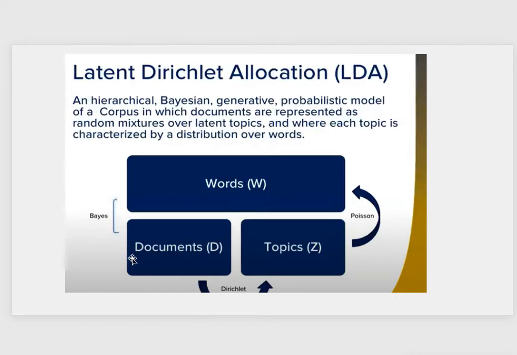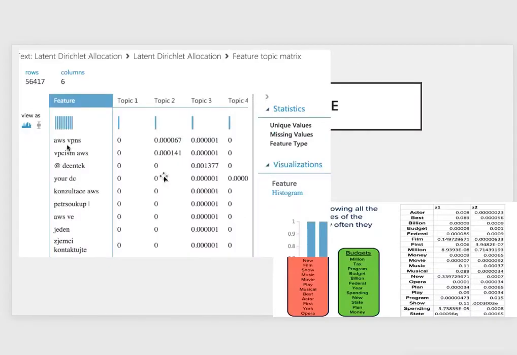So this is a hierarchical Bayesian generative probabilistic model. This means that we think that documents are represented by a mixture of latent topics, and these topics are characterized by a distribution over words. What I mean by this is, let's look at this. These are the words, for example, and these are the topics. The topics represent the word distribution. You can see topic 3, these are the different percentages of different words within that topic.